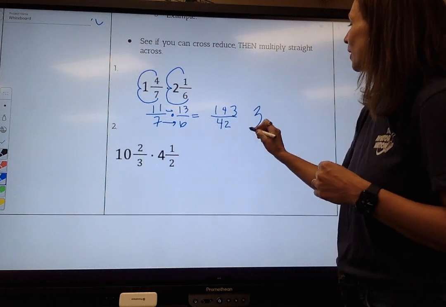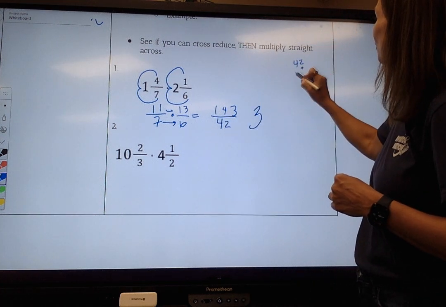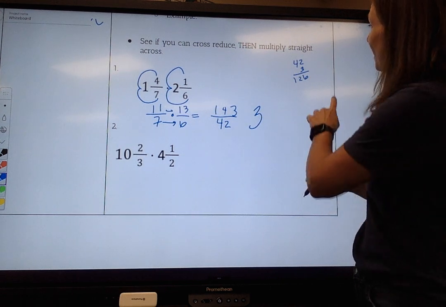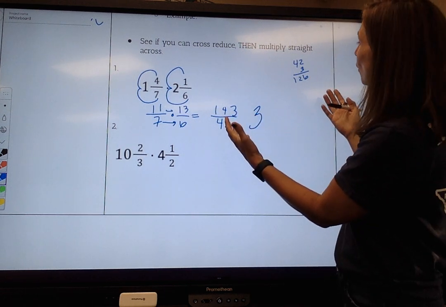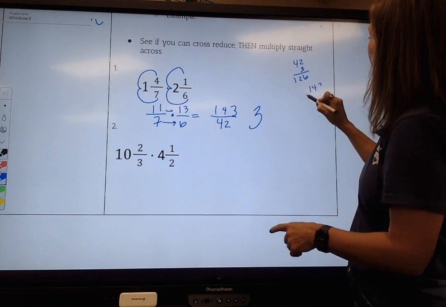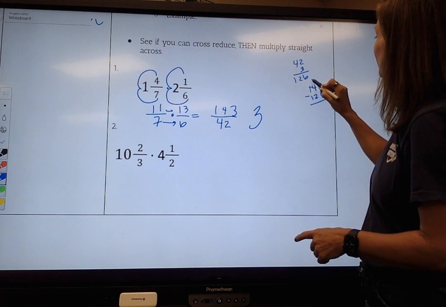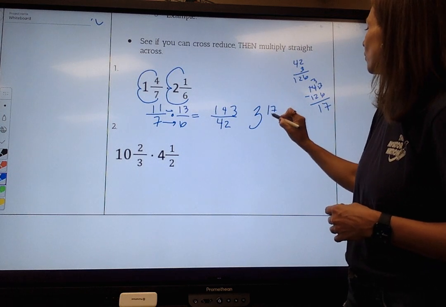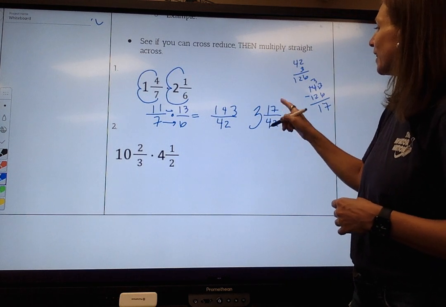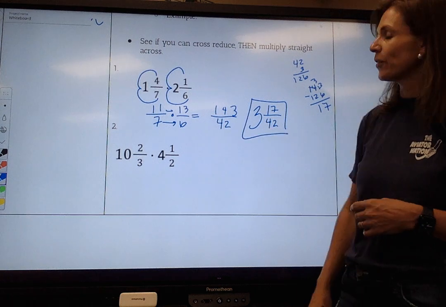So I'm going to put 3 whole times. And then I ask myself, well, what is 42 times 3? It's 126. So that's true. So it goes in there 3 whole times, and then how many are left over? Well, I take 143 minus 126, and I get that there are 17 left over. I can't reduce it, so there's my answer.